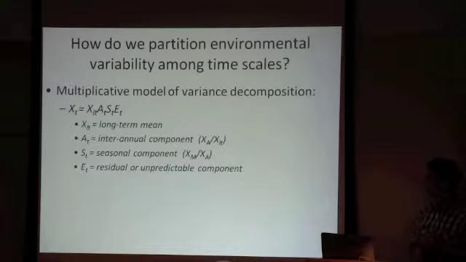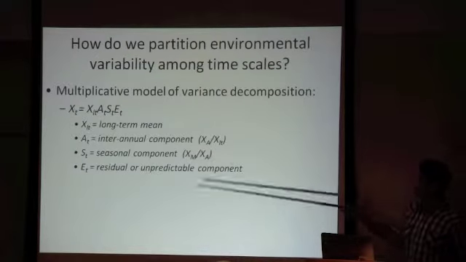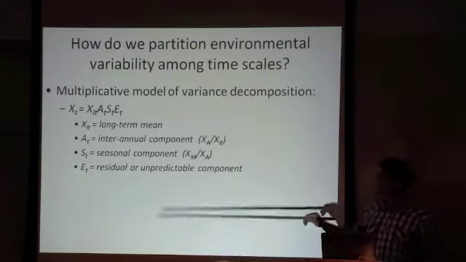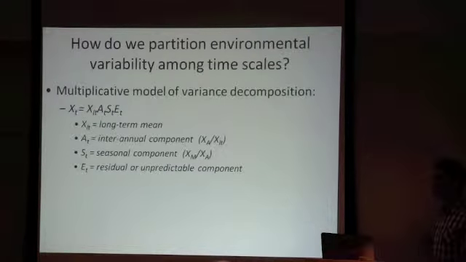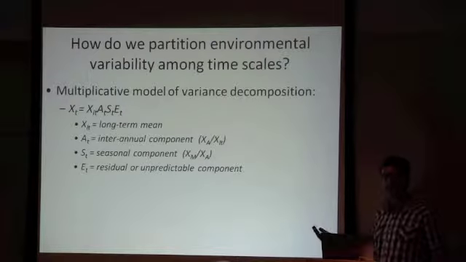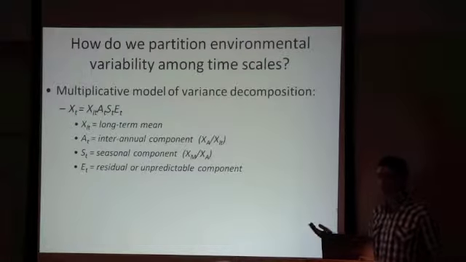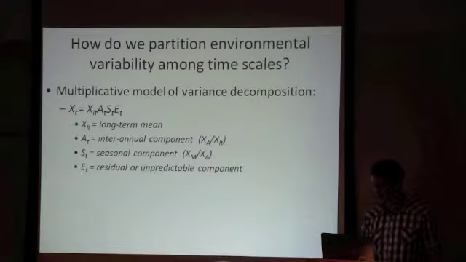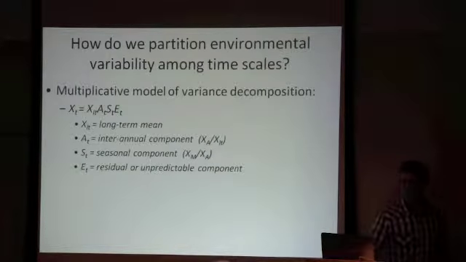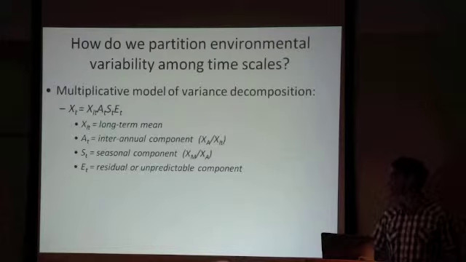If it's January, it'll be less than 1. And then we rearrange all this and solve for this E, which is this residual or unpredictable component. So that's the part of variation that's separate from any sort of long-term trends and separate from any sort of seasonal variation. So you can think of that as short-term residual unpredictable variation. So we calculate all of those for every observation in every time series.